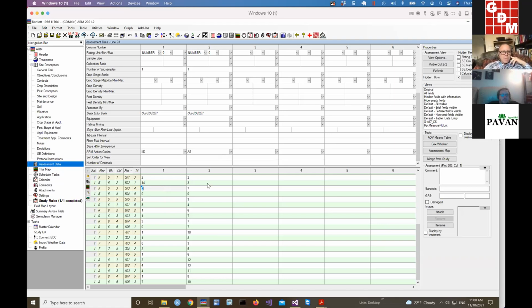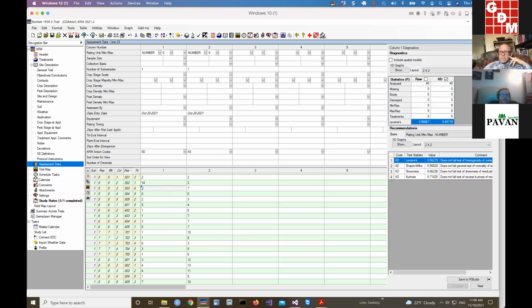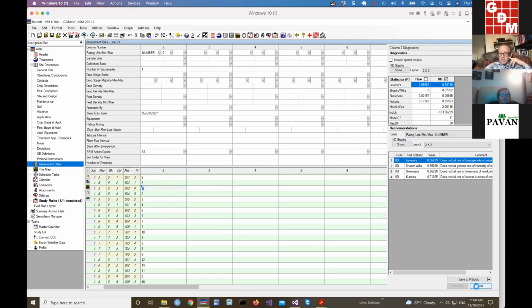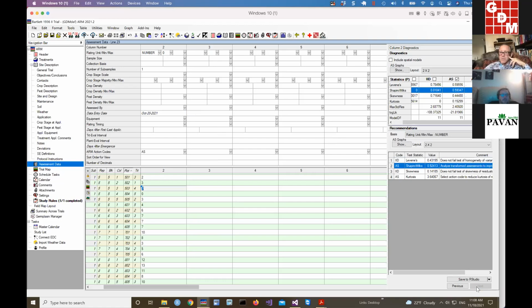Okay. So I guess that's my long-winded way of saying that we want you to go through the column diagnostic dialogue. And we've made it fairly easy because we can just click next to step through a series of assessment columns and then click in this diagnostic dialogue what should be applied. We can double click here in the recommendations and that should do it too.